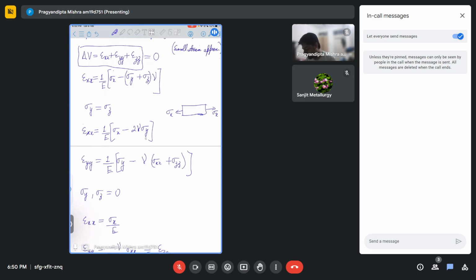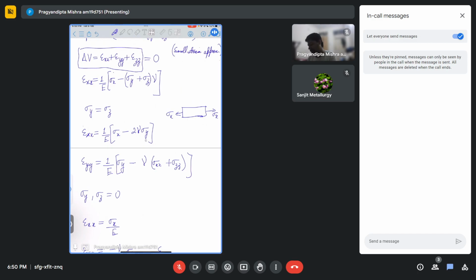I made a small error in the beginning, but I think now it is clarified. This is supposed to be negative. Epsilon xx is equal to 1 by E times sigma x minus the Poisson's ratio times sigma y plus sigma z. Okay, I hope till here it's clear.